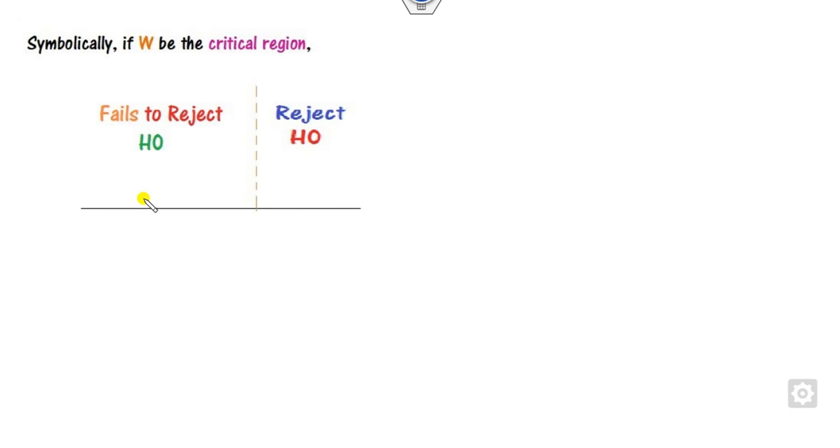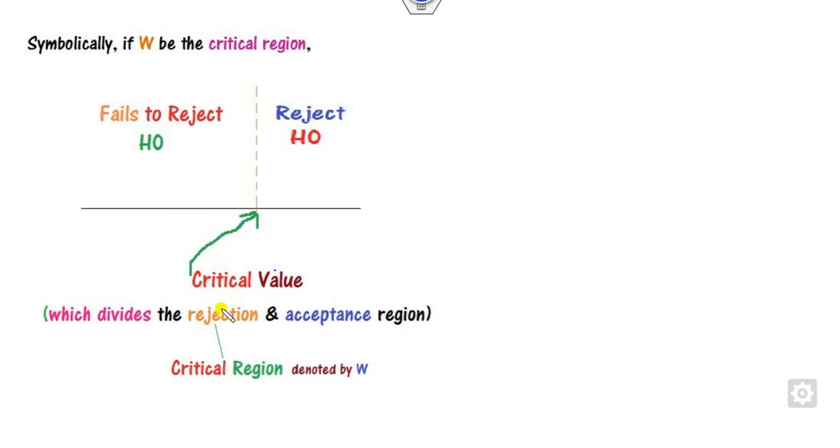Now say you have the regions, where I can write the rejection decision on the right-hand side, and fail to reject here. The value which divides them is called the critical value, that is, it divides the rejection region and the acceptance region. This is my acceptance region and this is my rejection region. The critical region is denoted by W and the acceptance region is denoted as W complement. So this value is called the critical value, and the region is called the critical region.